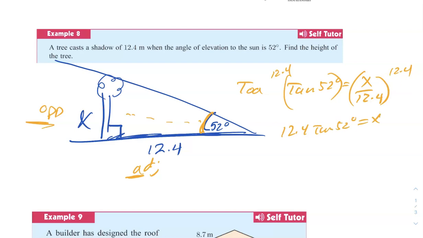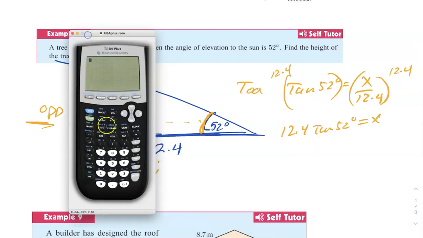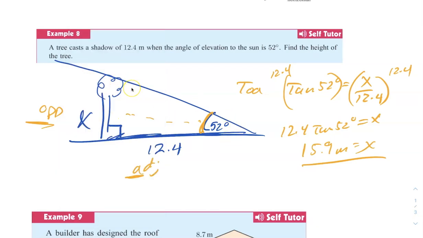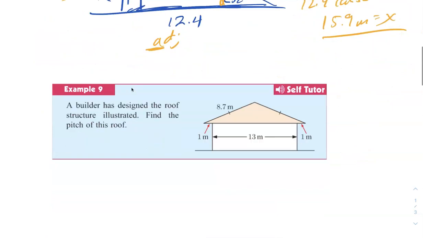Now let's use my calculator, because it is an application problem, and usually in an application problem we actually want the answer. 12.4 times tan of 52 degrees is 15.87, so about 15.9 meters. And that's our first example. So we draw it, we make a triangle, and solve it like we know how to solve triangles.